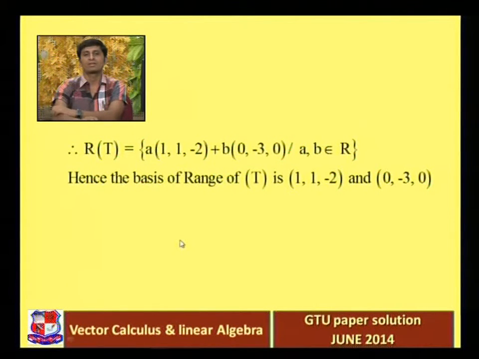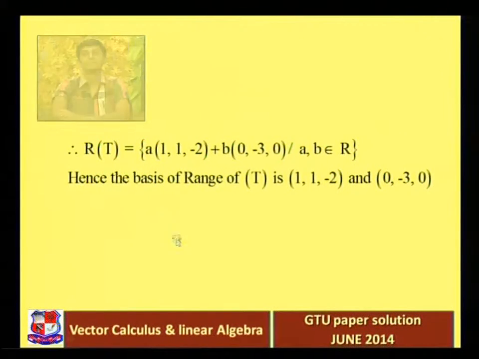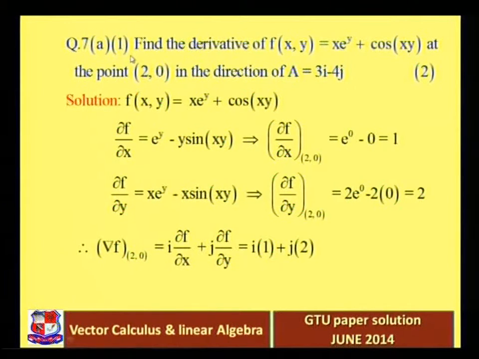So this question was complete. Now next question, let's see. Question 7a, first part: find the derivative of f of xy, that is equal to x e raised to y plus cos of xy, at the point 2 0 in the direction of A is equal to 3i minus 4j. This question was asked in 2 marks.